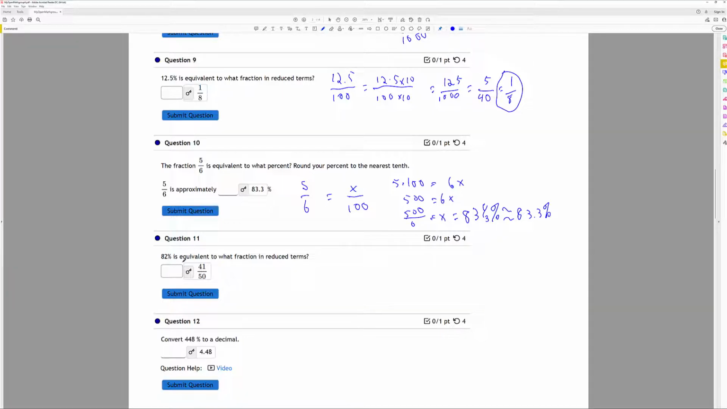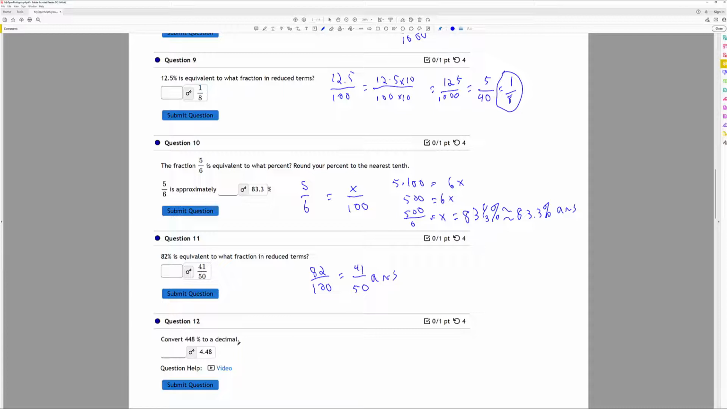So here we have 82 over 100. These are both even numbers, so 2 will go into 82 41 times. 2 will go into 100 50 times. And that's your answer there.